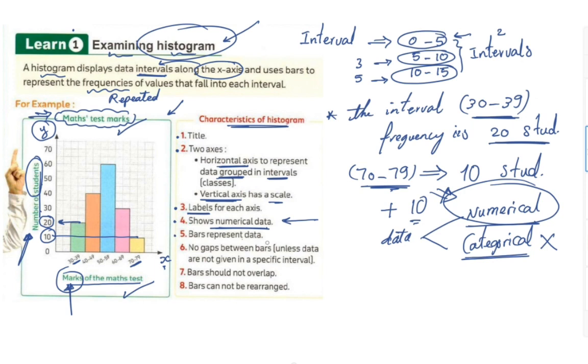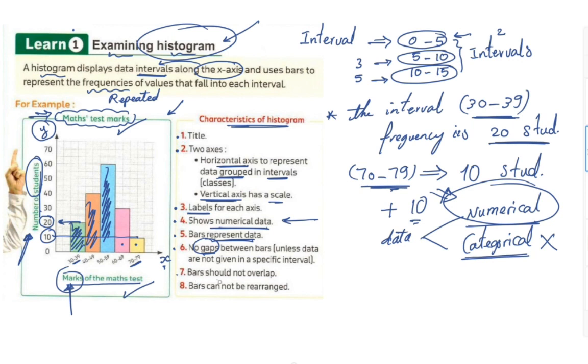And bars represent data. These are called bars and they represent this data. Number 6, no gaps. What is the meaning of gaps? A gap is a space between two bars. Every bar is beside the other one, without gaps, no space between these two bars.